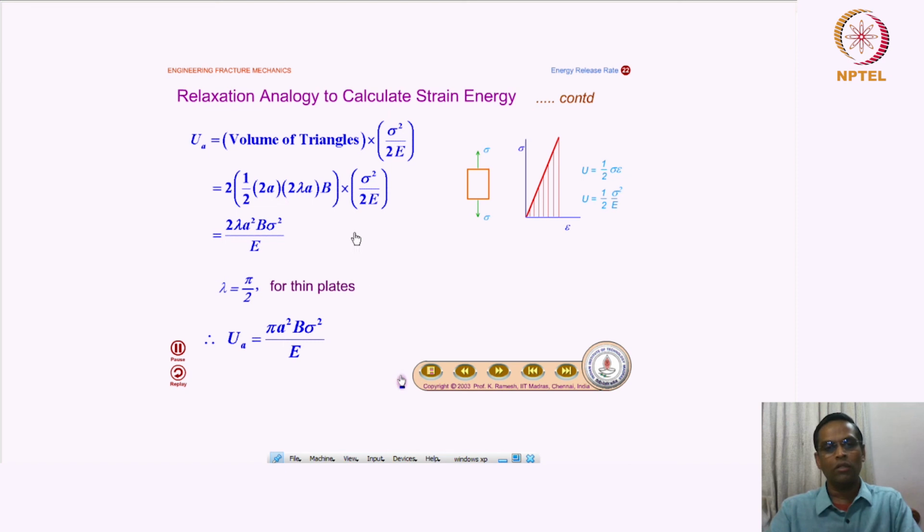So all these symbols are quite unique to fracture mechanics, so you have to keep that in mind. B is for thickness. Lambda is a proportionality constant here; normally we use that for wavelength and so on. So you have to be a little alert to get used to this kind of symbolism. So we get this strain energy U_A equal to pi a square B sigma square by E. Okay. So now what will we do?